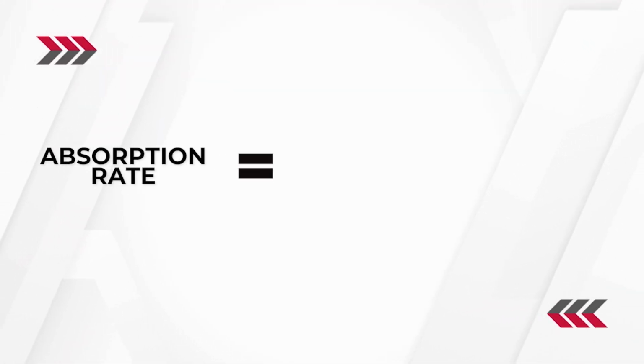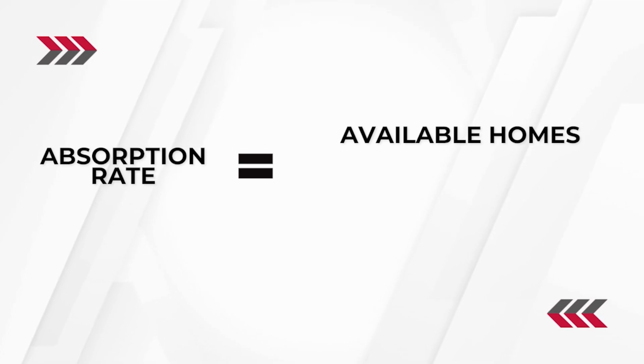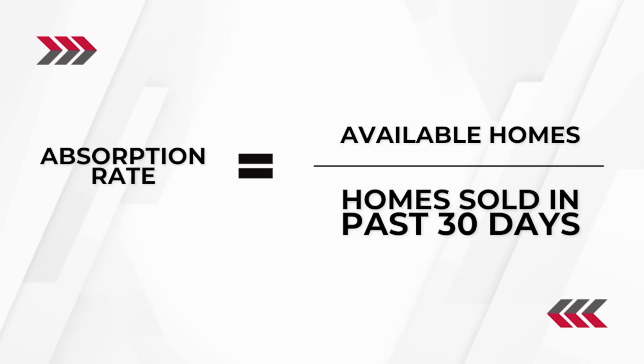You take all the available homes, and then you take that number and divide it by the homes that have sold in the past 30 days. So at the current pace, it would take X amount of months for all of the inventory to sell, assuming no other homes came on the market.